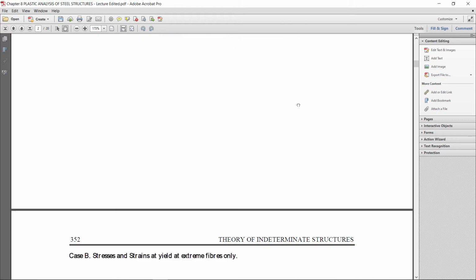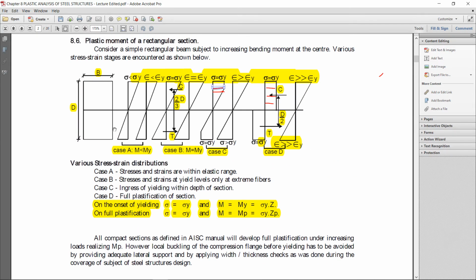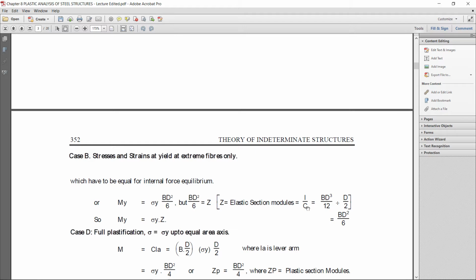So the moment of inertia is b d cube over 12 divided by d by 2. The extreme fiber depth is d by 2 from the center to the top. So y is d by 2, and I over c is b d cube over 12 divided by d by 2, the answer is b d square over 6. The 2 will be cancelled out and it becomes 6. So in the formula, just put sigma y into Z, and instead of Z the value is written b d square over 6. That is for case B.